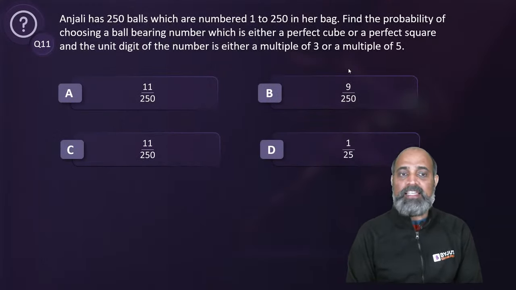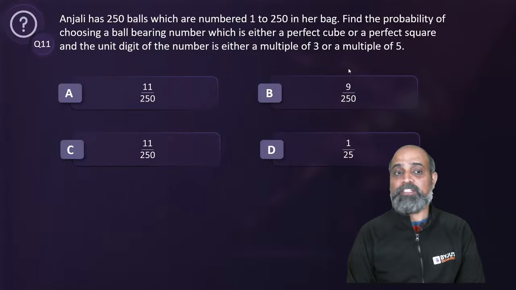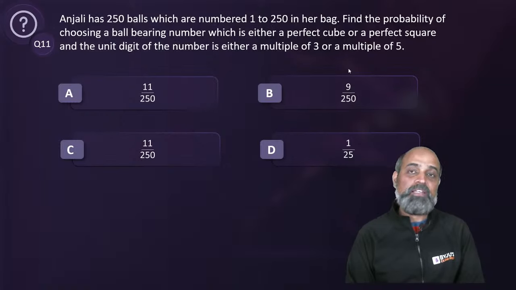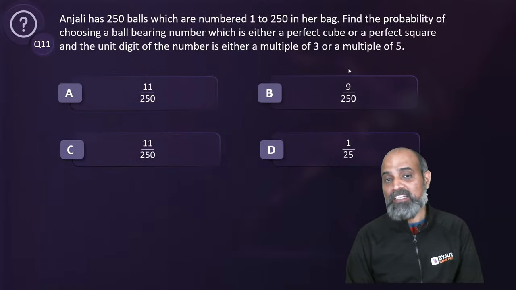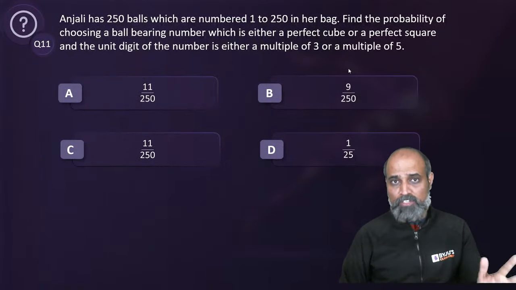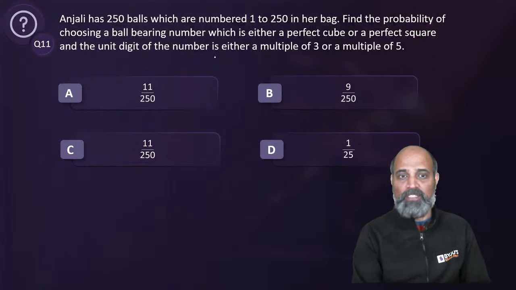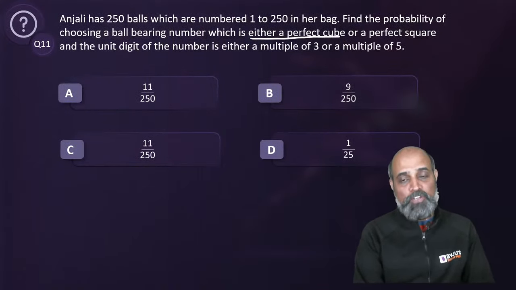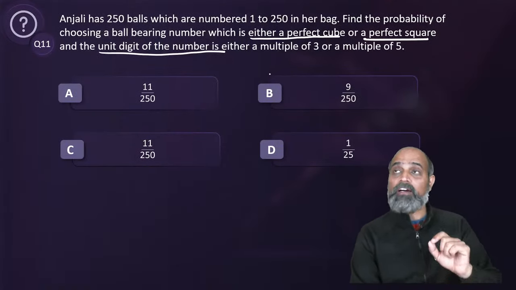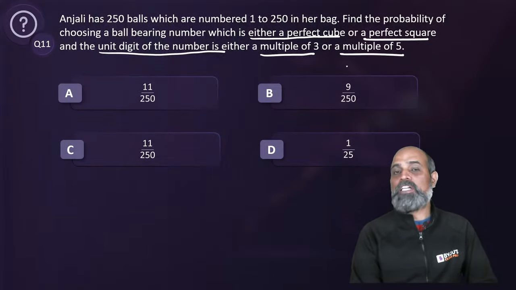Okay, Anjali has 250 balls which are numbered 1 to 250 in her bag. Find the probability of choosing a ball bearing number which is either a perfect cube or a perfect square, and the unit digit of the number is either a multiple of 3 or a multiple of 5. Very, very simple question. All you have to do is, out of 250, you need to find how many such numbers exist जो कि या तो perfect cube हो या perfect square हो, and the unit digit of that number is either a multiple of 3 or a multiple of 5.